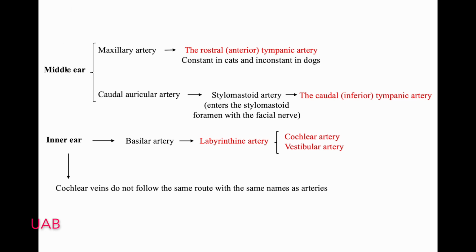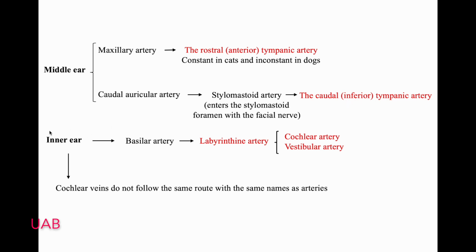So, vascularization of the middle ear and the inner ear. The middle ear's vascularization comes from the maxillary artery and from the caudal auricular artery. The maxillary artery, as we have seen in the images, gives rise to the rostral or anterior tympanic artery that is constant in cats and inconstant in dogs. And the caudal auricular artery gives off the stylomastoid artery that enters the stylomastoid foramen together with the facial nerve. And this one gives rise to the caudal or inferior tympanic artery.